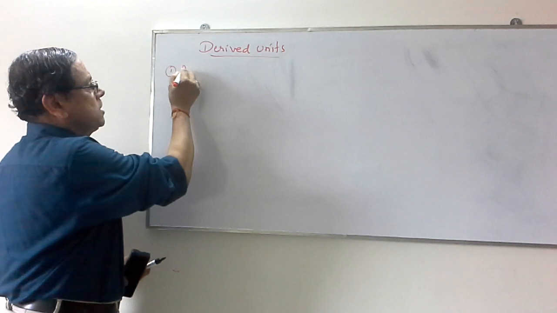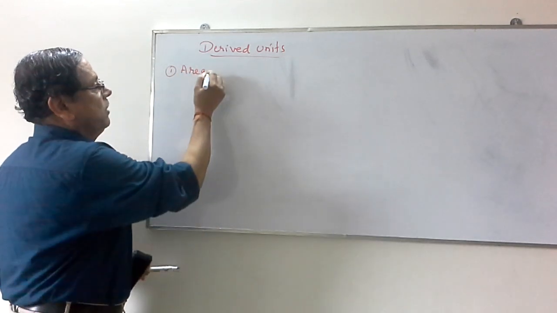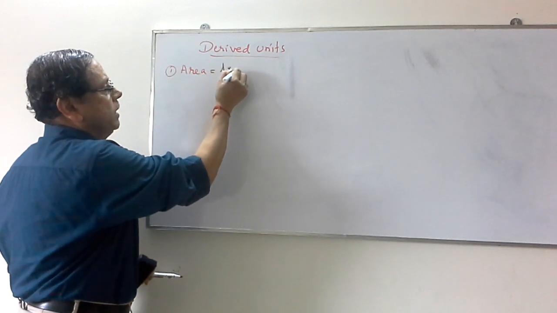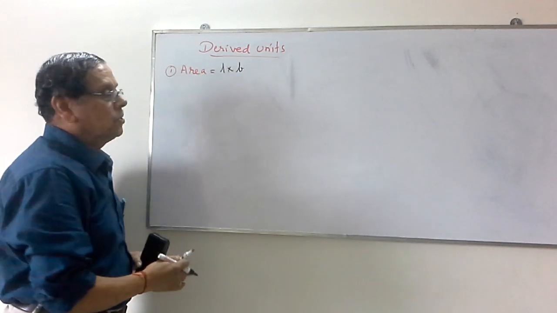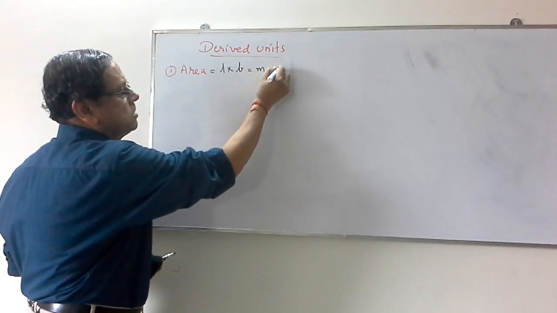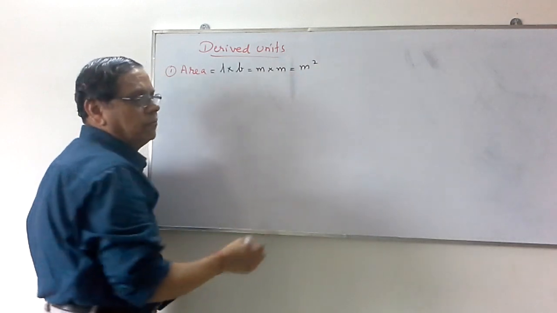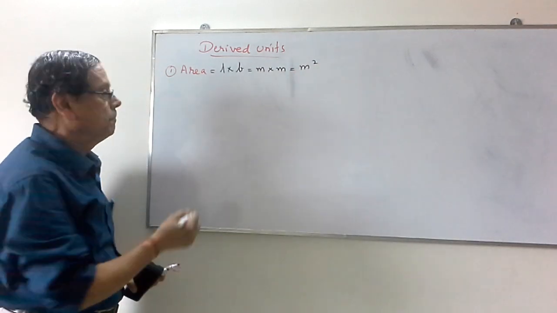Let us consider this first, area. Area is defined as length into breadth. So this length and breadth are measured in meter and meter. That's why it is meter into meter, that is meter square. We can also call it a square meter.